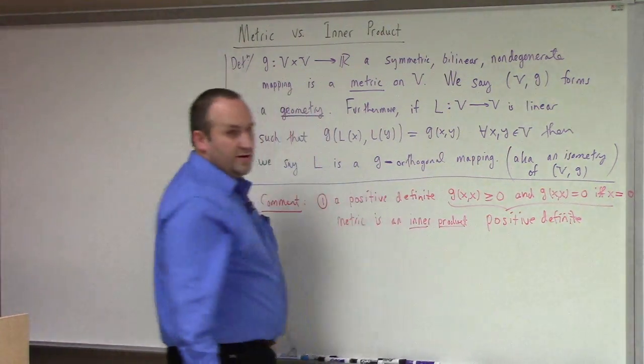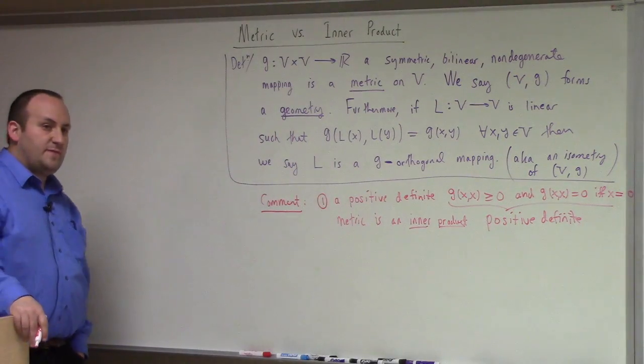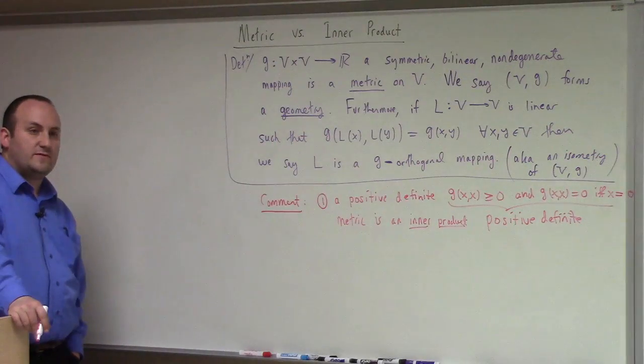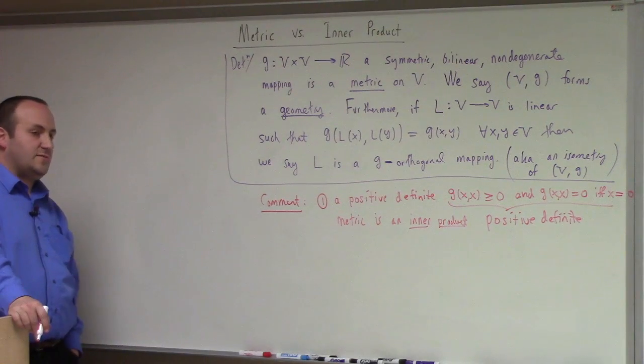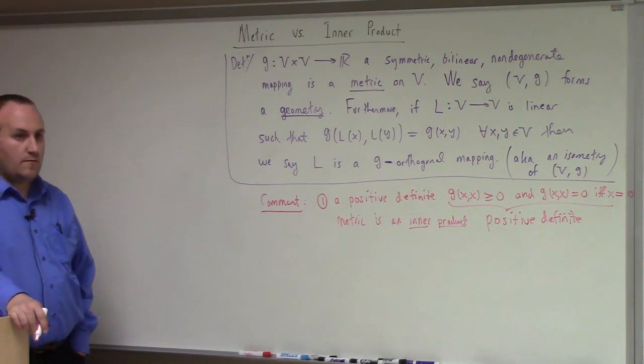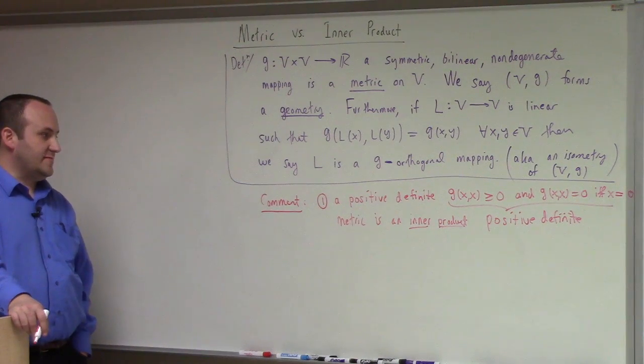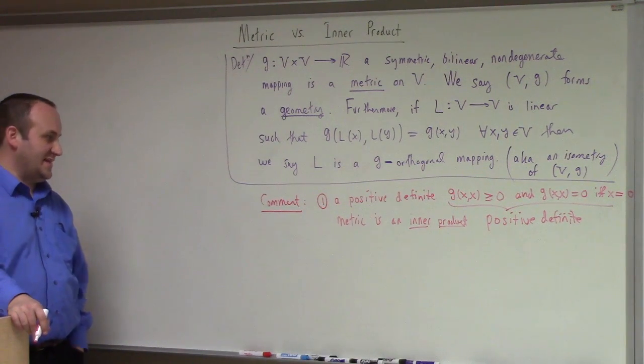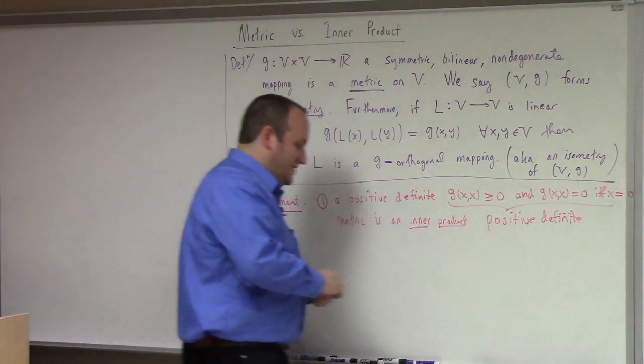So when we studied inner product spaces, we were studying a very special kind of metric, a metric which has this additional condition of positive definite. All right, so that's a kind of positive comment. Let me make a slightly negative comment. Well, it's not too negative.